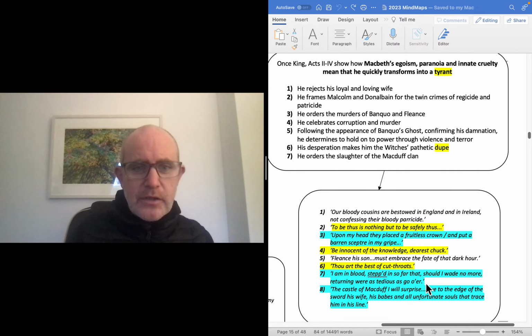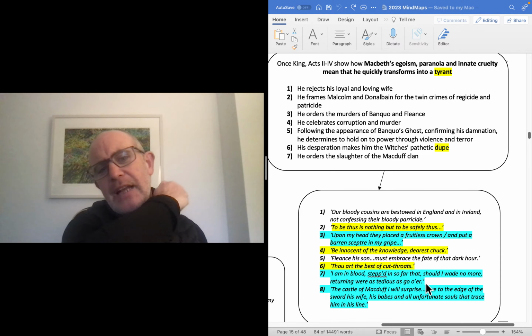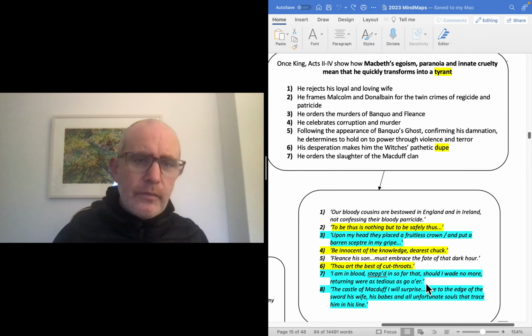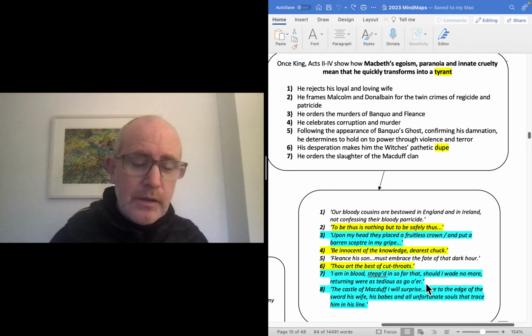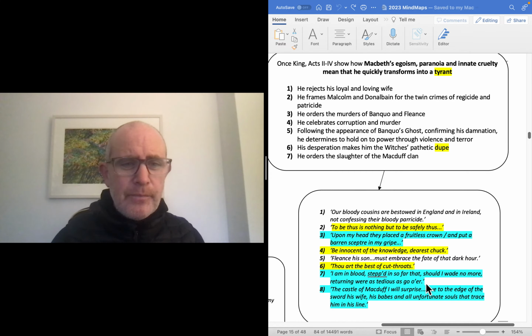I always say put to the edge of the sword. Give to the edge of the sword his wife, his babes, and all unfortunate souls that trace him in his line." And the imagery there is extraordinary. This image of the edge of the sword. Children and women and innocents being slaughtered. And he does it enthusiastically. Not because the witches tell him to do it, but because they simply say, beware Macduff. And he's a fundamentally weak person by the end of this play.